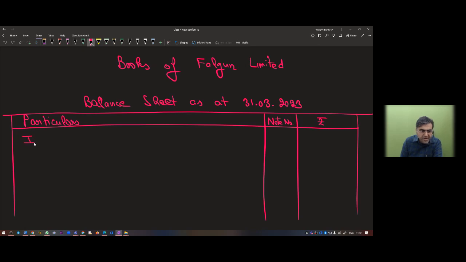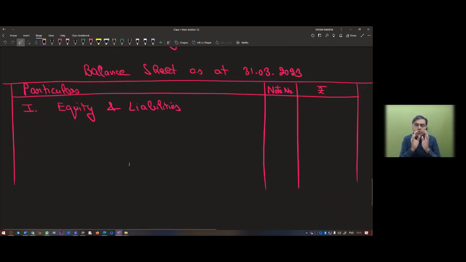The section 1 is equity and liabilities. You have already done the chapter, so it is a matter of practice for you all. We'll be going concept wise and the concept learning. The part one is shareholders funds.